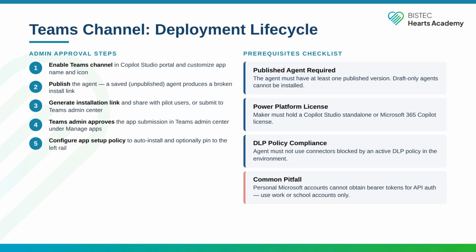Step 2. Publish the agent. A saved but unpublished agent generates an installation link that appears valid but produces an error when users attempt to install it. The agent must have at least one published version before any deployment action proceeds.